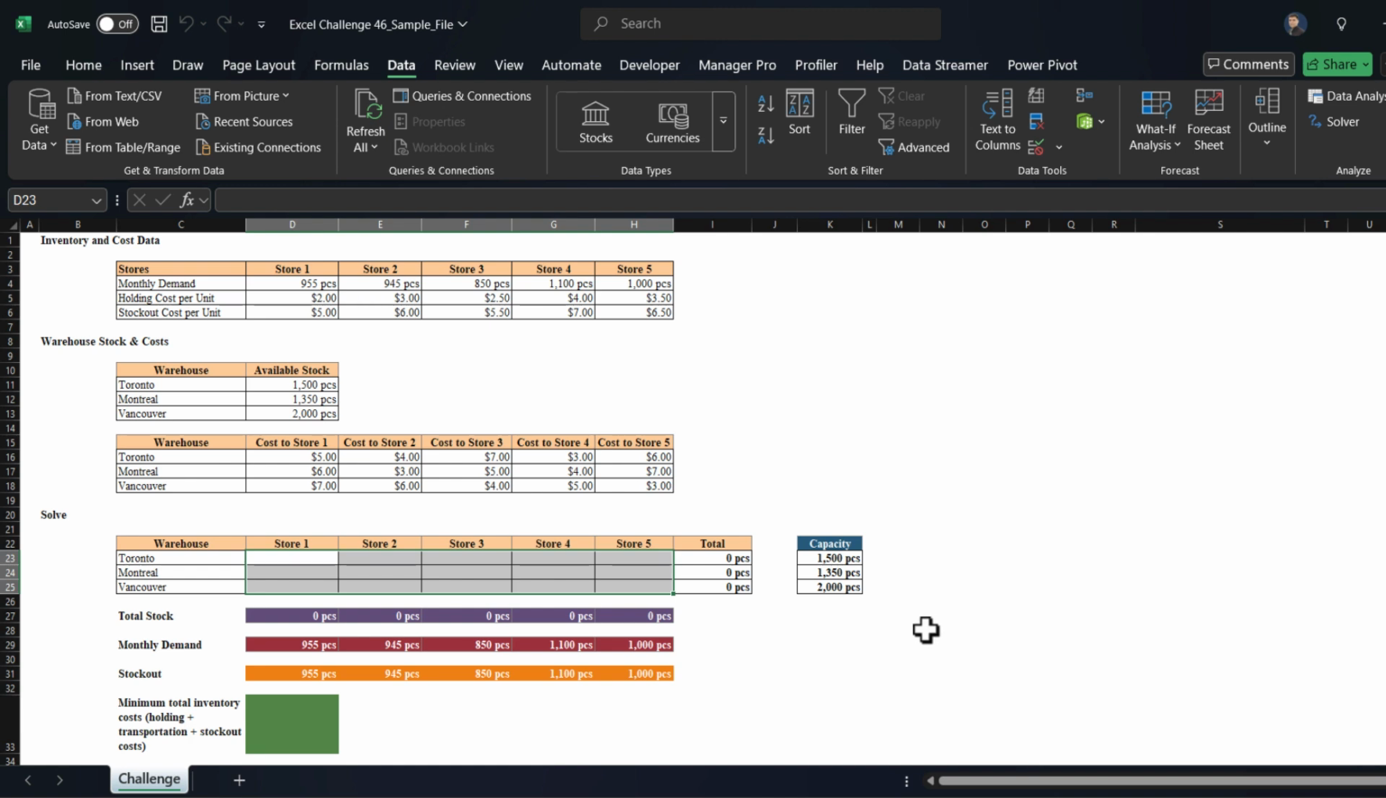Now some notes about the constraints. First, monthly demand for each store must be fully met. Second, inventory allocated from a warehouse cannot exceed its available stock. And last, shipments must be whole numbers. You can't have any fractions.